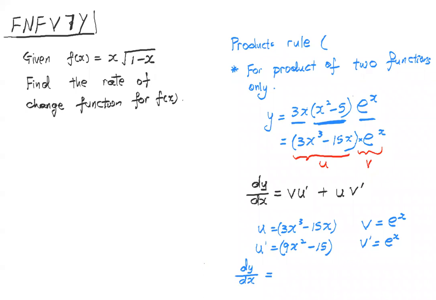Actually, you just need to do like that. Am I right? e to the power x, this is your v, times by u prime, plus v u, that is 3x squared minus 15x, and times by v prime. Then you are done.